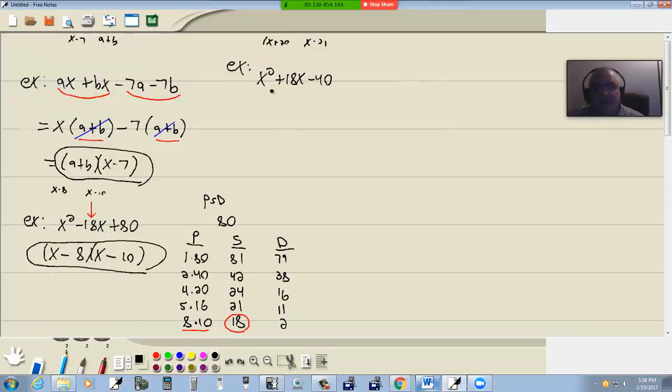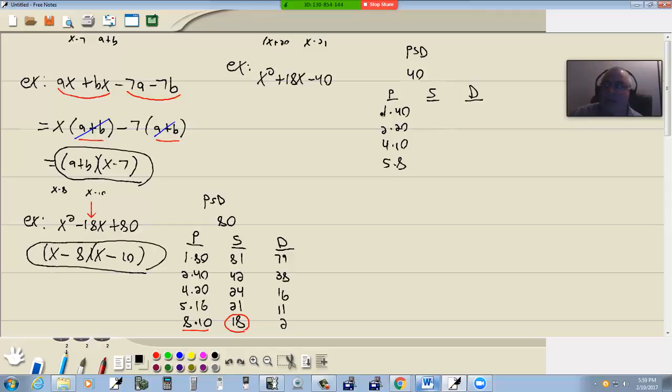PSD. PSDs are the form x squared, x, no number in front of our x squared. So that fits. We'll take our number at the end, ignoring signs, and come up with our 3 columns. We'll write down all products that give us 40. We got 1 times 40, 2 times 20, 4 times 10, 5 times 8.